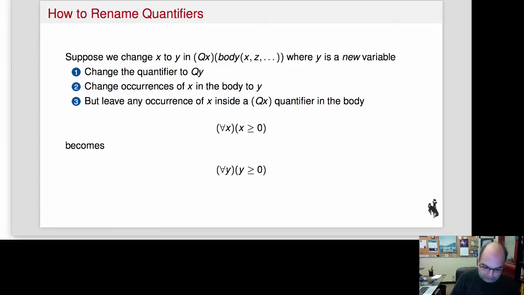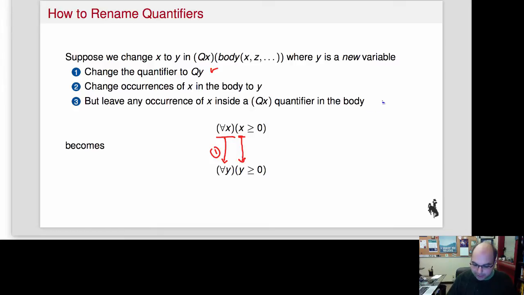So here's what we'll do. Step one, we change the quantifier to Qy. So for all x simply becomes for all y. That's easy. Then we find all the occurrences of x in the body. There's actually only one occurrence of x in the body, and again we change that to y.